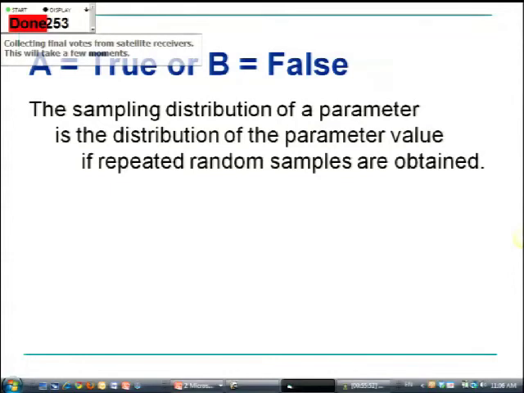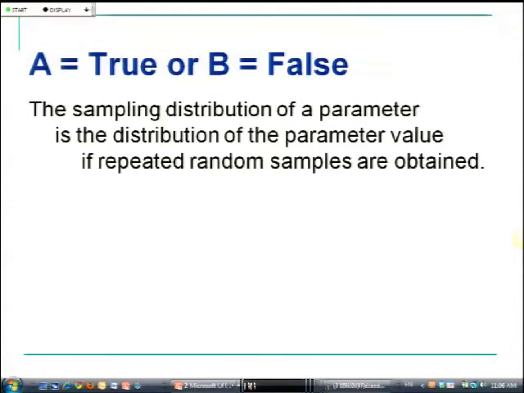The very first line of my slide, the sampling distribution of a parameter. Do you have a sampling distribution of a parameter? Didn't we just do that question at the beginning? We identified the parameter, but it was the statistics that have a sampling distribution. That's wrong. The sampling distribution of a parameter is the distribution of the parameter value. There is only one value for any given parameter. That's a fixed unknown value.